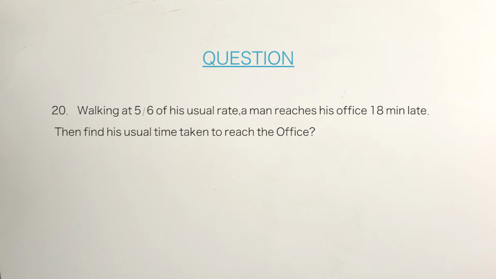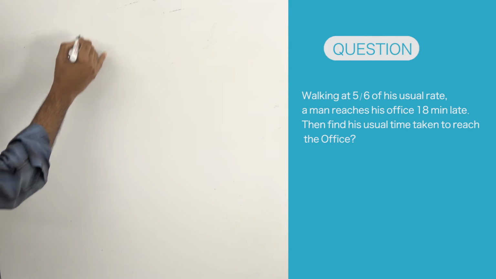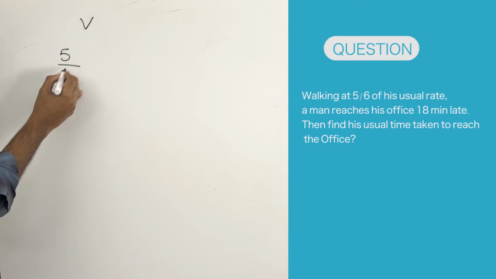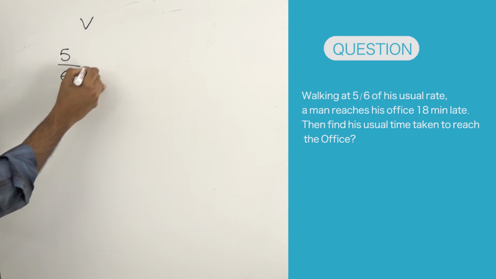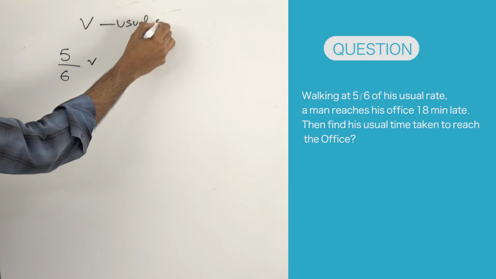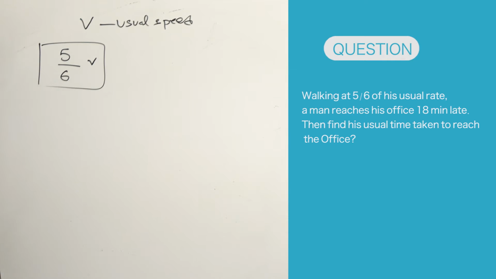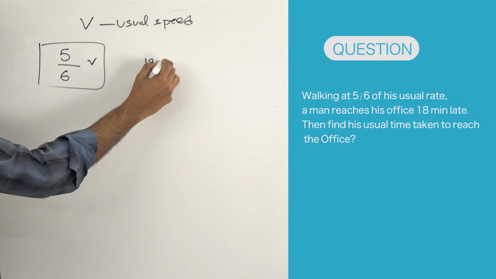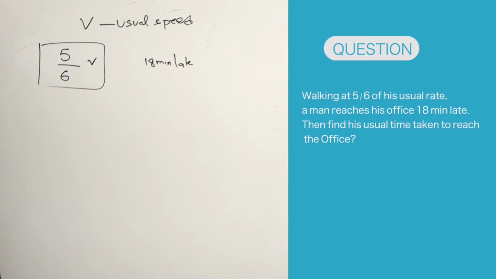I'm repeating the question and let's note down the important points here. Walking at 5/6 of his usual rate, a man reaches his office 18 minutes late. Then find his usual time of reaching the office. So what he's saying is, a person generally used to travel at V speed, but one particular day he traveled at 5/6 of his usual speed. I'm assuming this is his usual speed. Now he is late by how much time? 18 minutes late.